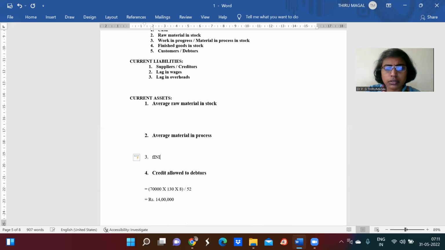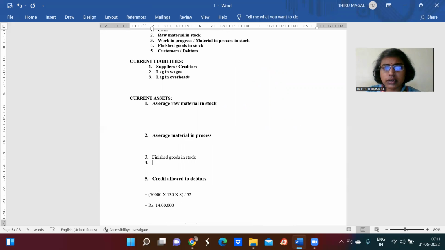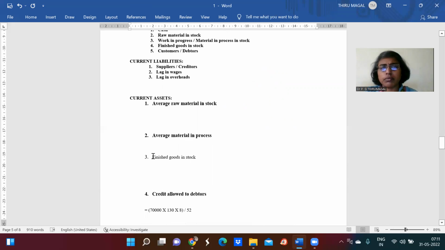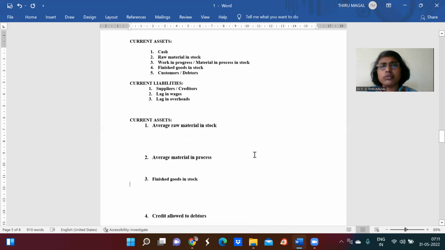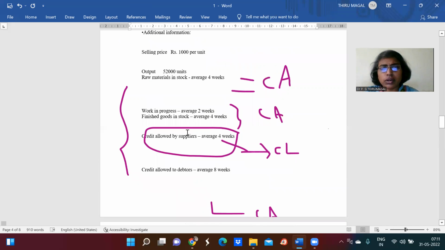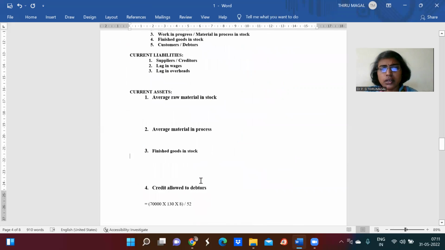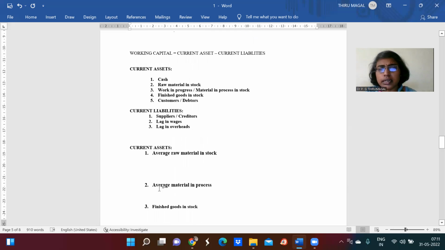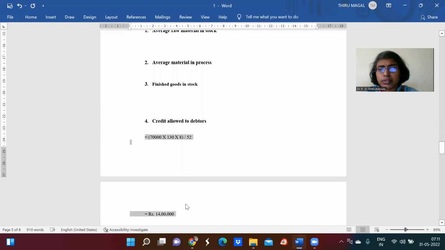Finished goods in stock is given. So this is the third current asset that is given in the problem. The next current asset is credit allowed to debtors. The fourth one is credit allowed to debtors. We'll use that as it is.